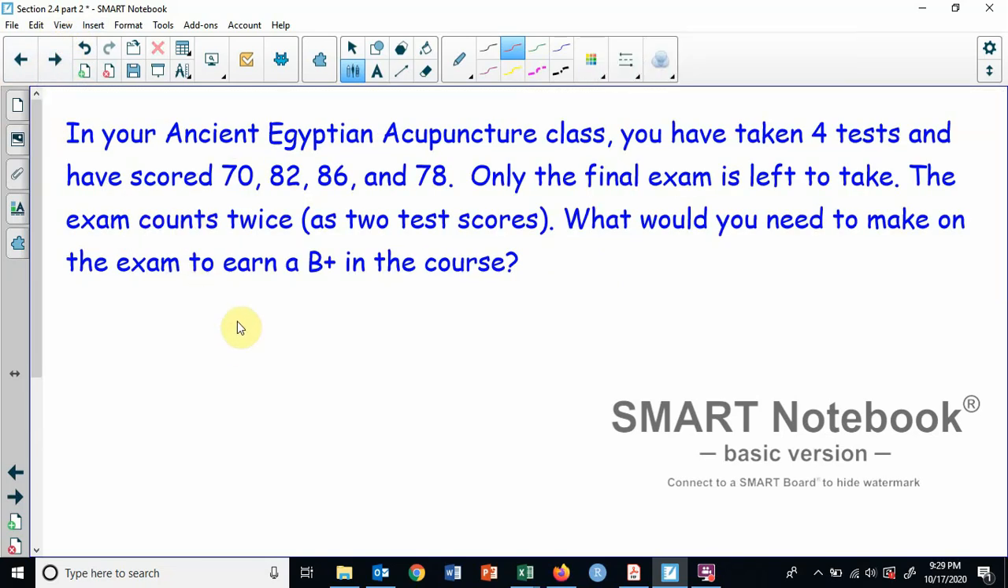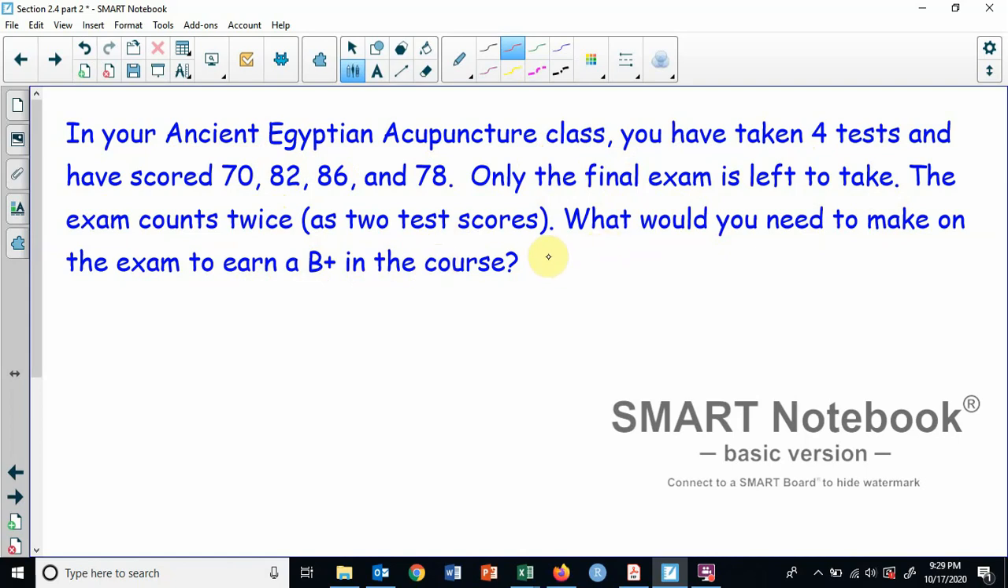For instance, let's say you're in your ancient Egyptian acupuncture class. Sadly, we do not offer that here at Francis Marion. You have taken 4 tests and you scored 70, 82, 86, and 78. Only the final exam is left to take. The exam counts twice, so that means it counts as 2 tests. What would you need to make on the final exam to earn a B plus in the course?